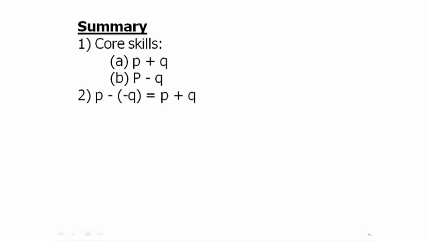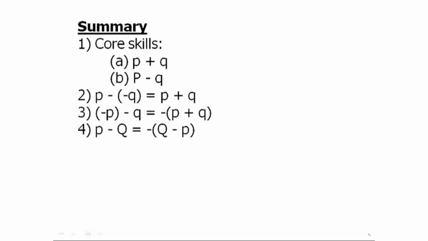From here, if we're doing positive minus negative, we can change that to positive plus positive. If we have the double negative case, we can factor out a negative sign. And whenever we have smaller minus bigger, we can factor out a negative sign, reverse the order of subtraction, and then what's inside, bigger minus smaller, that's something we can do.